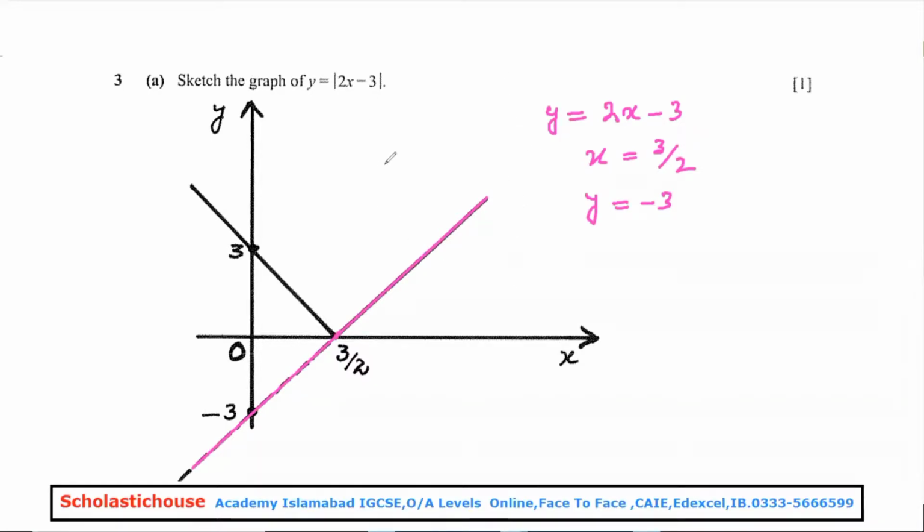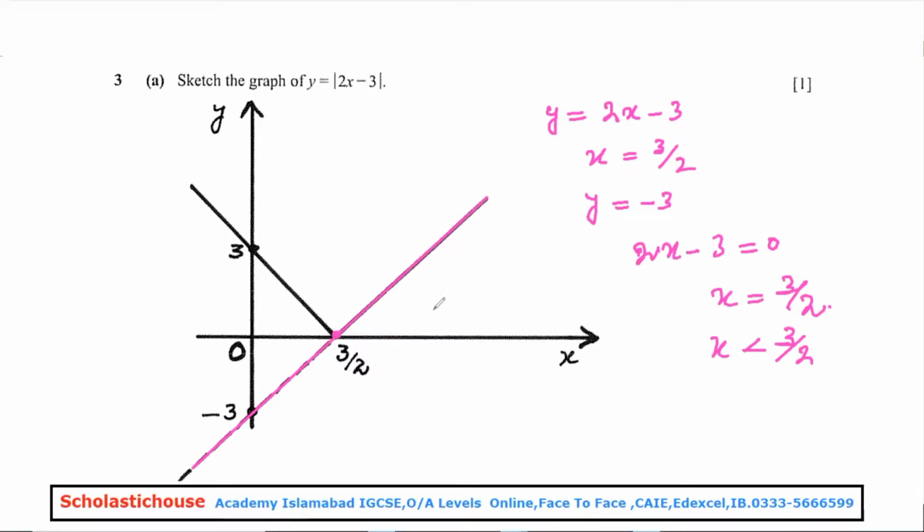Now, because this is the first type of modulus graph, which I have studied in my previous videos, now put 2x minus 3 is equal to 0. So x is equal to 3 over 2. So basically, if x is less than 3 over 2, like this point, this is a whole straight line equation.